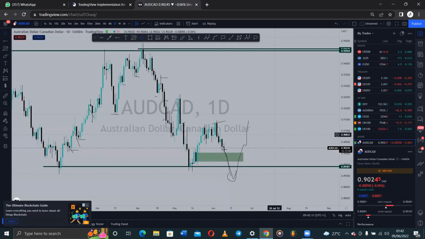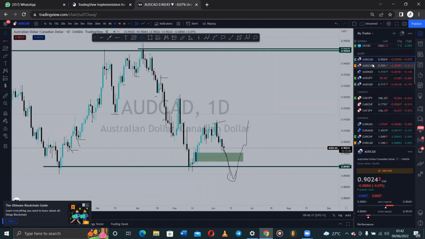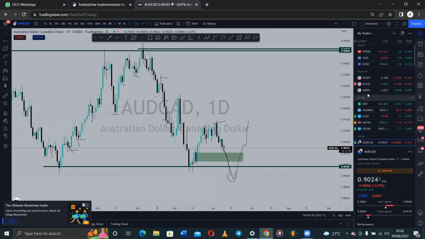Now I'll go and compare AUDCAD with other peers. I will do a comparison. I'll check CADJPY. Then after CADJPY, I will check all the JPY pairs and so on. All those trial and error things.